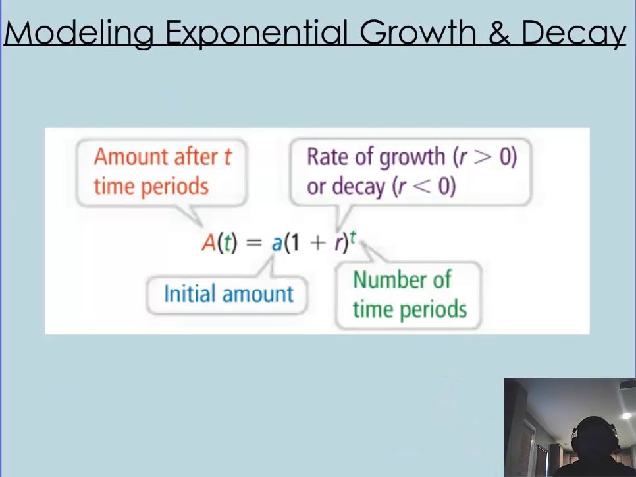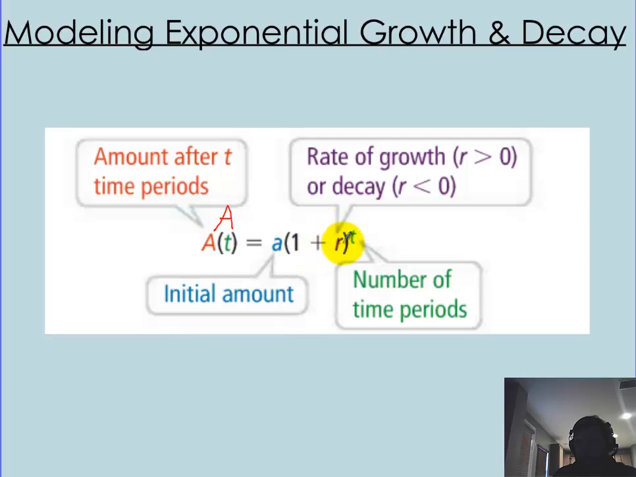Let's look at a model for exponential growth in real problems. The function says an amount A after period t, so A of t, you can just think of this as capital A, equals little a times the quantity 1 plus r to the t power. And what do all those variables mean? Well, capital A is what you end up with at the end. Your little a is your initial amount, how much you have at the start.